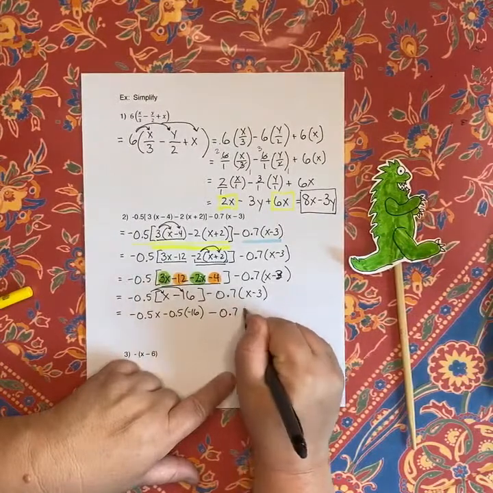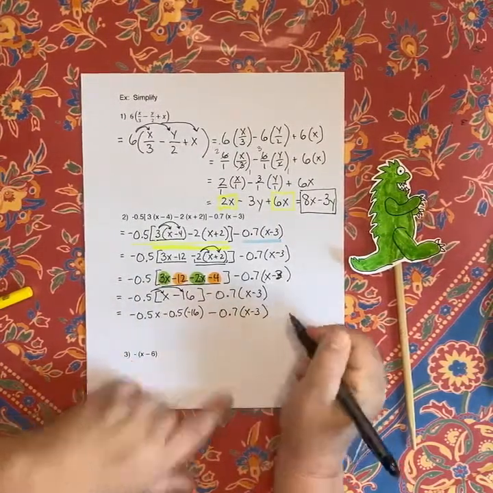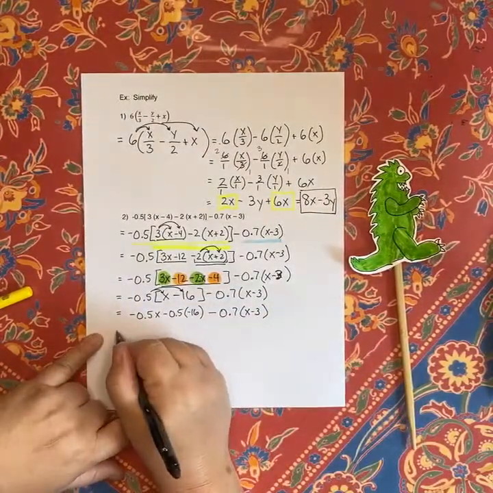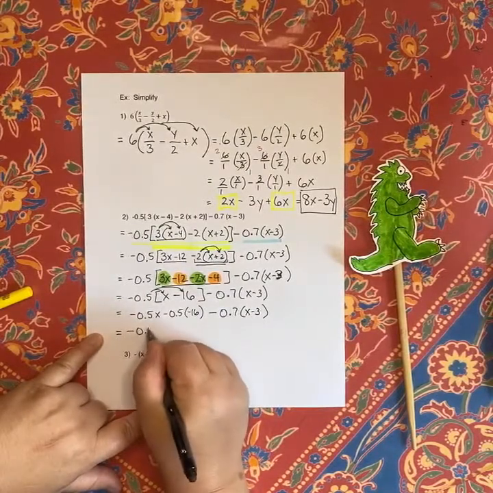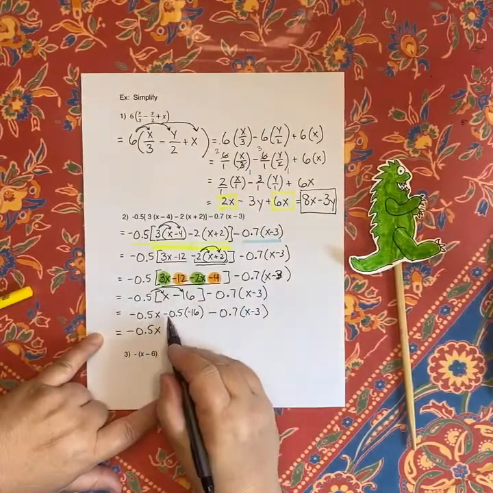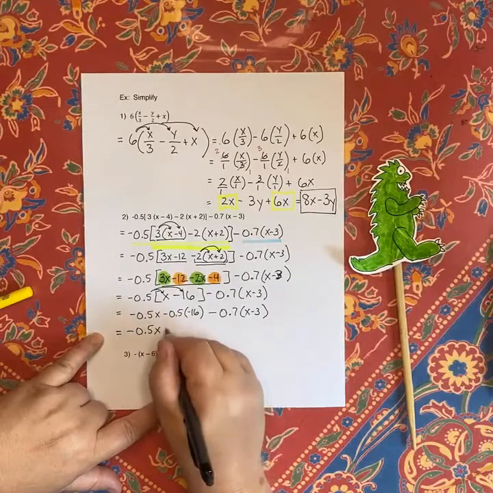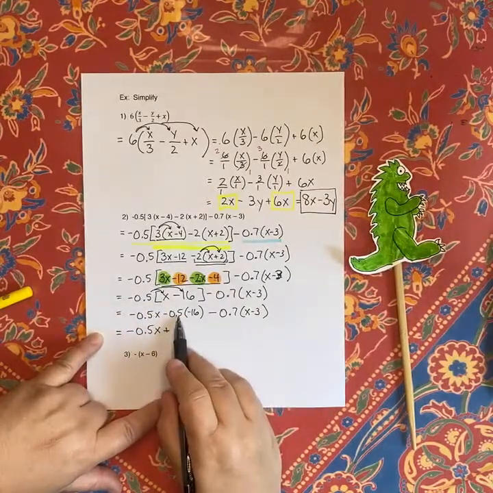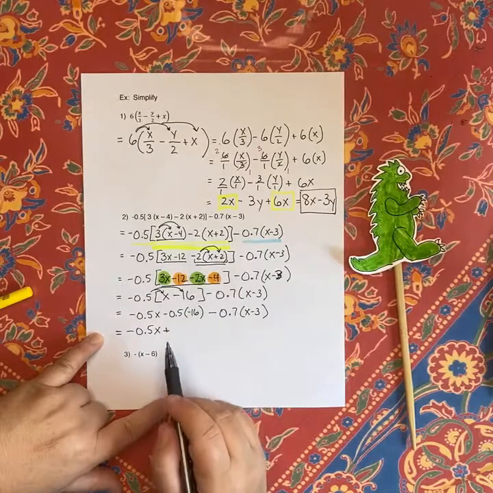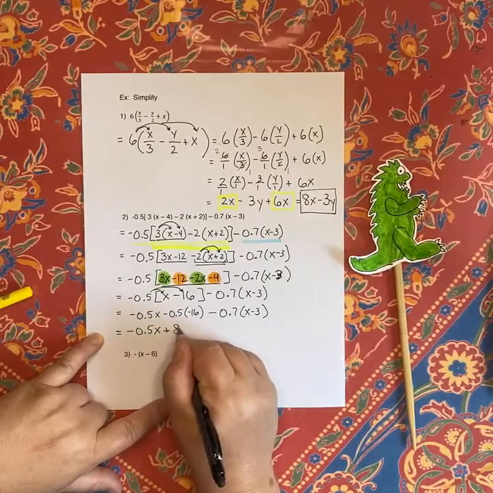Okay. Let's see if we can get through this. I don't know. I may need to use another sheet of paper. Now that I can look at this, I see negative times a negative. So I know this is going to be a plus. This is basically half of 16. I could use my calculator, or I could just say, oh, half of 16 is 8.